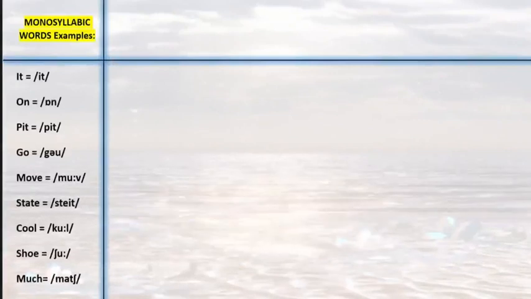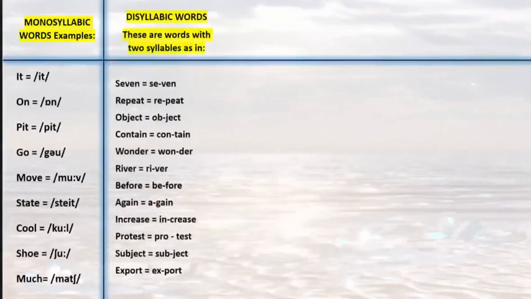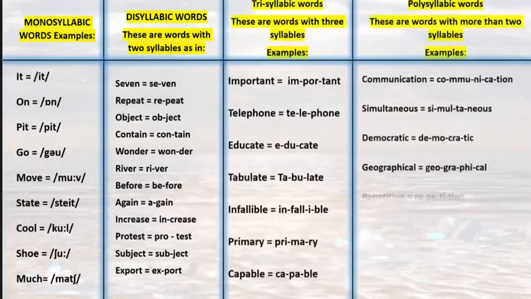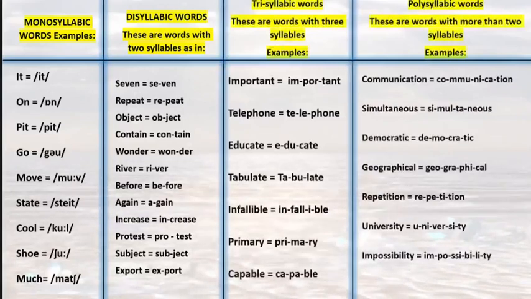Now we've learned quite a lot about stress and syllables as well. We're going to start this lesson by first of all reminding you that there are what we call the monosyllabic words, the disyllabic words, which are 2-syllable words, the trisyllabic words, 3-syllable words, and of course the polysyllabic words. Now here are a few examples that we have.